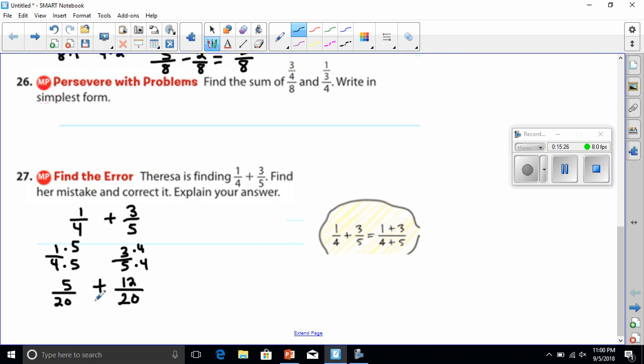And now that our denominator is the same, we have two like fractions, so we can keep our denominator the same in our answer. And now we can add the tops. 5 plus 12, well, that's 17. So our answer would be 17 over 20. And that's where she made a mistake. She tried to add the denominators together. She can't do that. She has to find the common denominator.